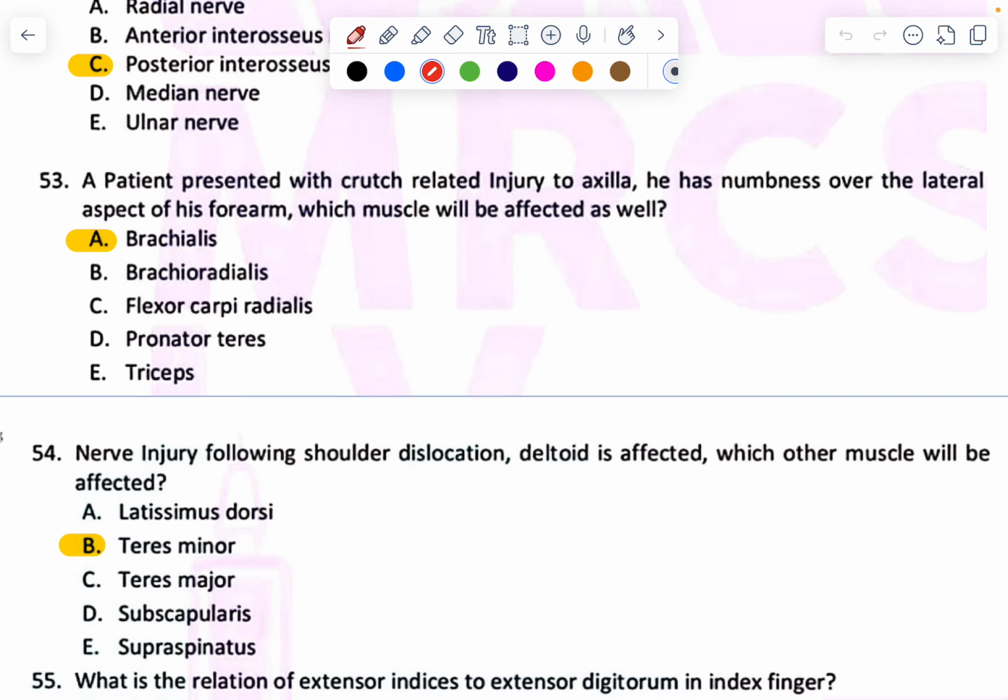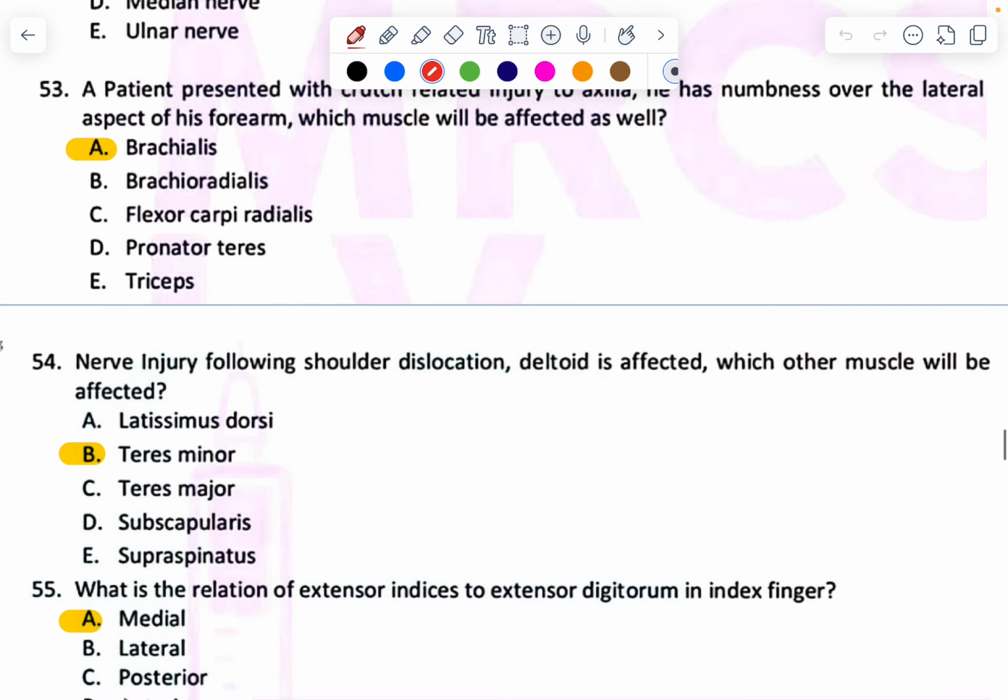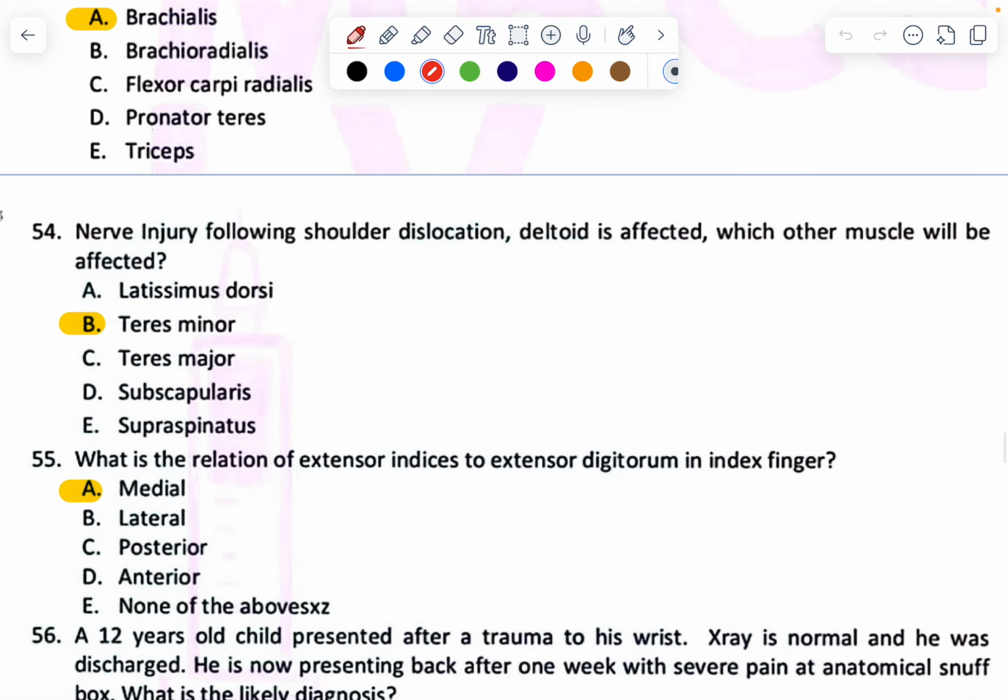What is the relation of extensor indicis to extensor digitorum? Extensor digitorum and extensor indicis. Is digitorum lateral or medial? So digitorum is medial and indicis. What is the relation of extensor indicis? Yes, it is medial, then it goes to lateral. Digitorum, this goes crisscross.